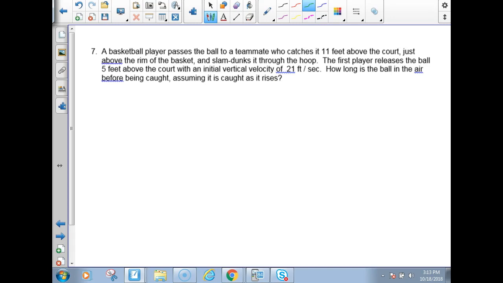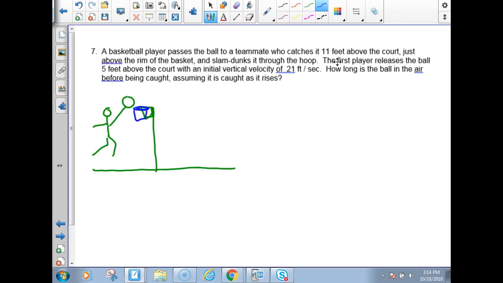All right, basketball player. Okay, we got a basketball player now. Yes, we're gonna draw him. He is throwing the ball. Okay. All right. Basketball player passes the ball to a teammate who catches it 11 feet above the court. Oh, this guy's in the air. And he's got the ball. All right. Somebody else passed it to him. I didn't really have to draw this, but just above the rim of the basket. Oh, I made a messy basket. All right. That's horrible. Don't know what happened there. There we go. That's a little better.